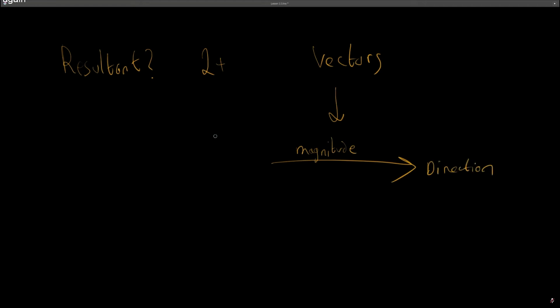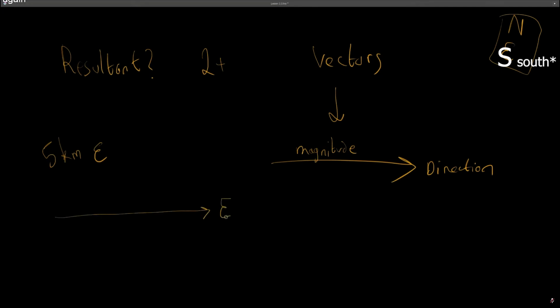So to better understand vectors, let's take a quick example. If I were to have, for example, a man who moved 5 kilometers to the east, and here's north, here's east for reference. He moved 5 kilometers east. Then we can say that he moved 5 kilometers east.